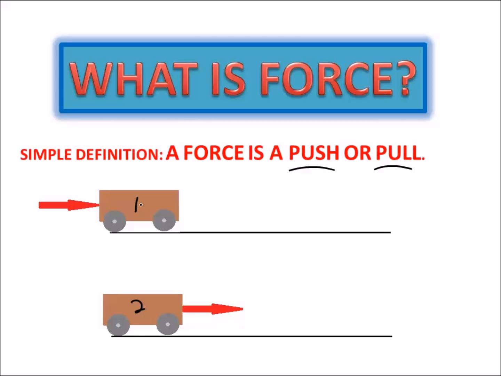The first wagon, I have a force represented by this red arrow that is pushing this wagon. The second wagon, I have a force represented by this red arrow that's pulling the wagon. Now, a couple of important things to remember here, other than the definition.